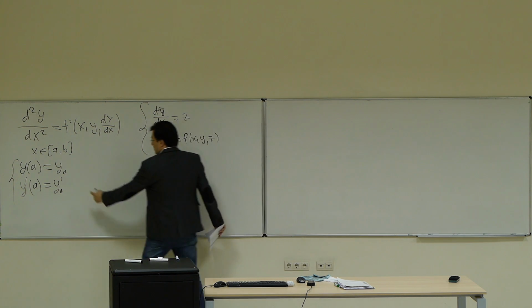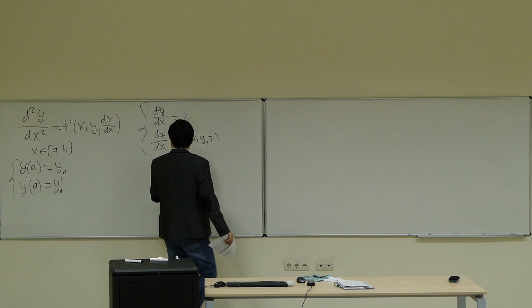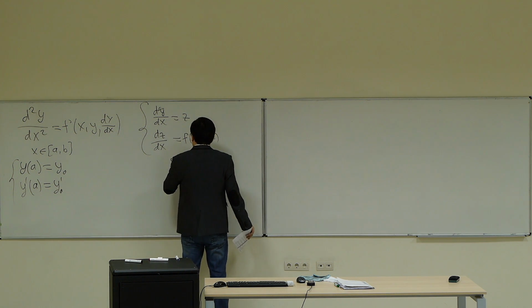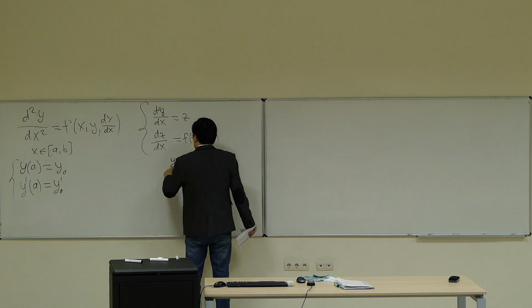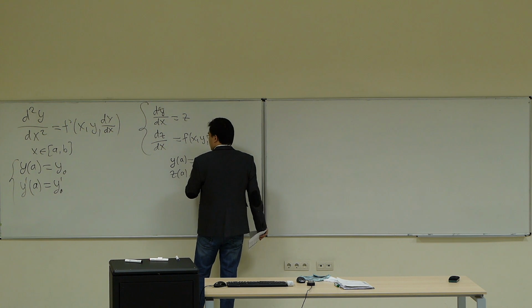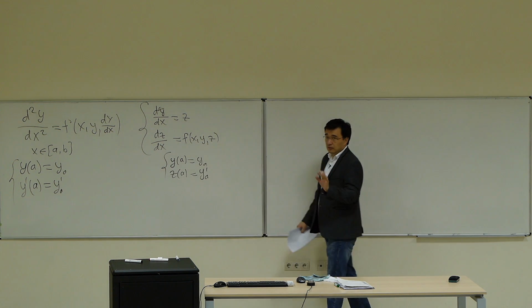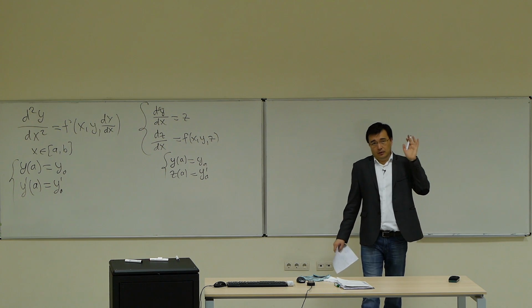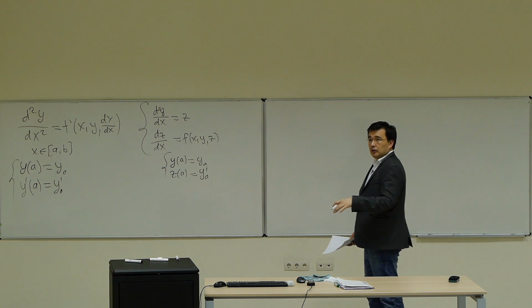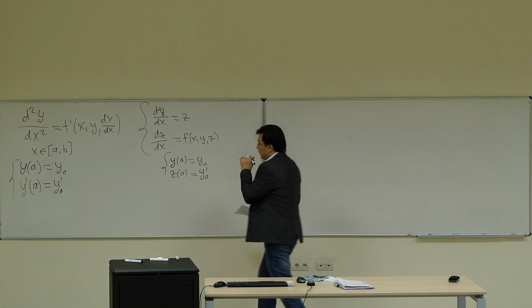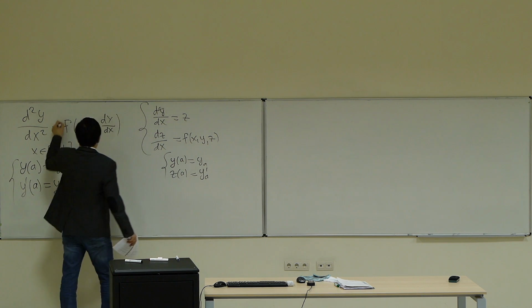And then these conditions will translate to y of a is equal to ya, and z of a will be equal to ya prime. This system we know how to solve. We learned how to solve it. We can apply Euler's method, Heun's method, midpoint method, fourth order Runge-Kutta method, whatever we want. We know how to solve this.